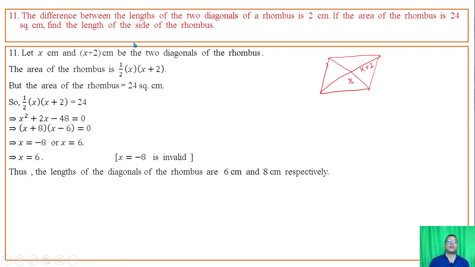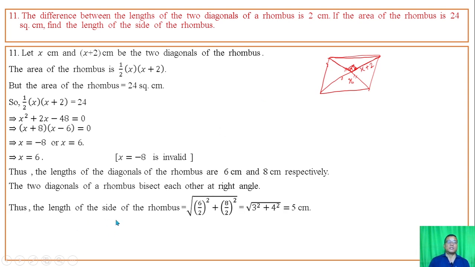The two diagonals of a rhombus bisect each other at right angle, which is known. Apply the Pythagoras theorem in the right angle triangle.